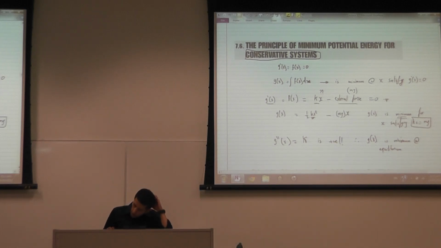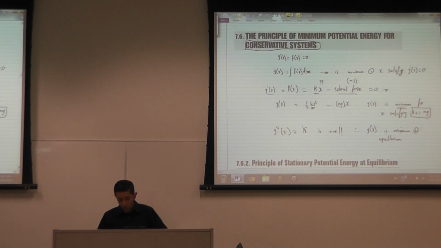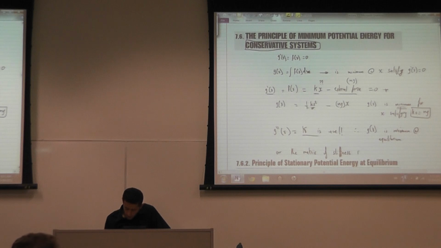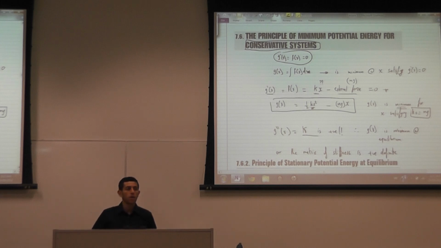So for conservative systems, or for systems that are stable and have a positive stiffness, so K is positive, or the matrix of stiffness is positive definite, then this integral of my original equation, which I call the potential energy of the system, is minimum at equilibrium.